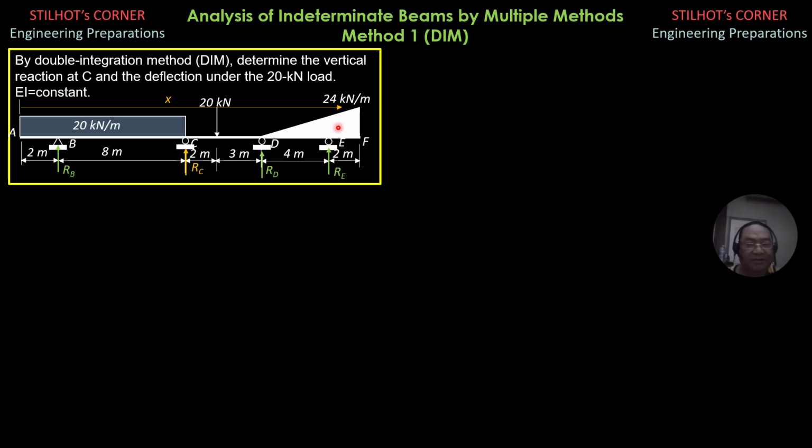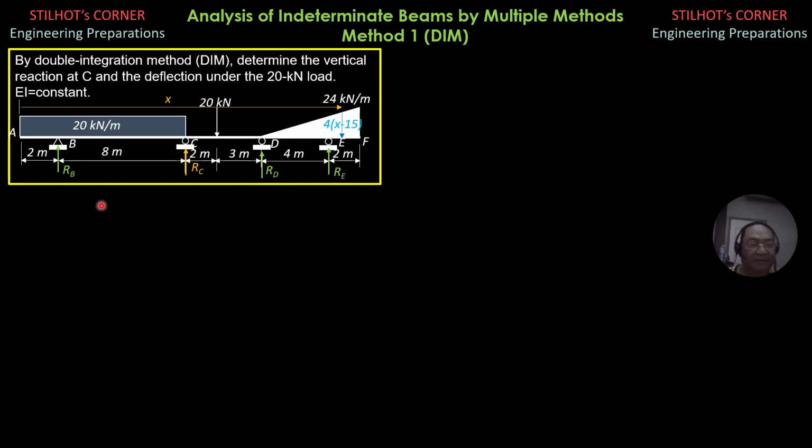Then the intensity of the loading at the end of this section is found by similar triangles. Let us say w is to x minus 15 equals 24 is to 6. Since 24 over 6 is 4, the intensity of the loading in general in terms of x here is 4 times (x minus 15), as shown.